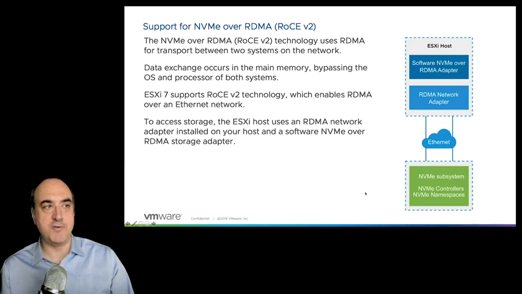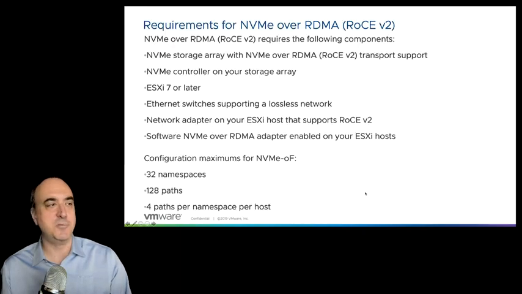Now with NVMe over RDMA, which is RDMA over Converged Ethernet, also known as RoCE, we use RoCE version 2, which offers a lossless Ethernet network. The data exchange occurs at the memory level, bypassing the OS and processor on both the array and your ESXi host. ESXi 7 is where we support RoCE version 2, which enables RDMA over that Ethernet network. To access storage, the host uses an RDMA network adapter installed on the host and a software NVMe over RDMA storage adapter. So it's actually a couple of steps involved. We'll take a look at those configuration settings in a few moments.